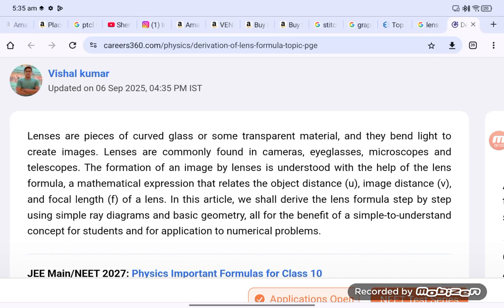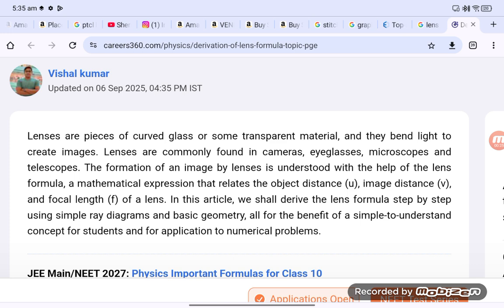Lenses are pieces of curved glass or some transparent material, and they bend light to create images. Lenses are commonly found in cameras, eyeglasses, microscopes, and telescopes.